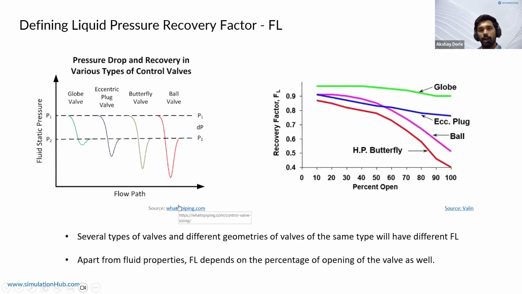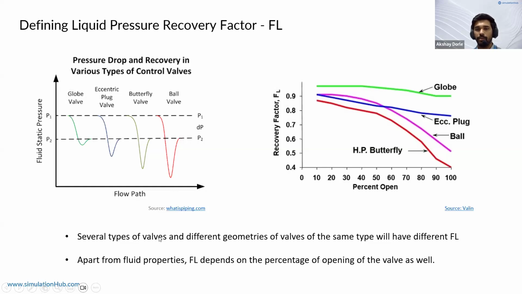We'll also have a look at what it refers to in the real world, in the case of real valves. So what FL quantifies, we have seen, is the ratio of the pressure drops, and we can see that it depends on various factors. So different valves will have different recoveries. A globe valve usually has a very low recovery, and ball valves usually have a very high recovery.